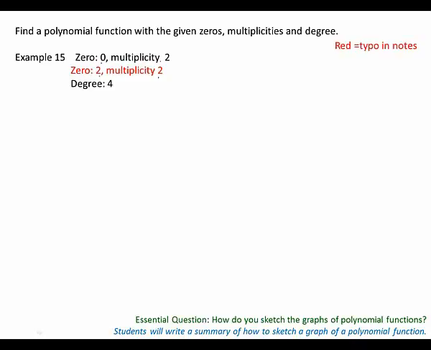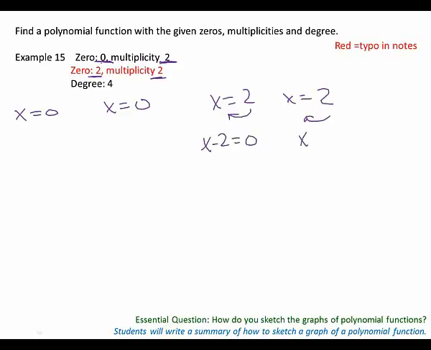Okay, so the first thing we do is we set these guys equal to x. How many times am I going to set 0 equal to x? Twice. So x equals 0, x equals 0. How many times am I going to set 2 equal to x? 2 times again. Alright, what do I need to do with these 2's? Subtract them. So we've got x minus 2 equals 0 and x minus 2 equals 0.